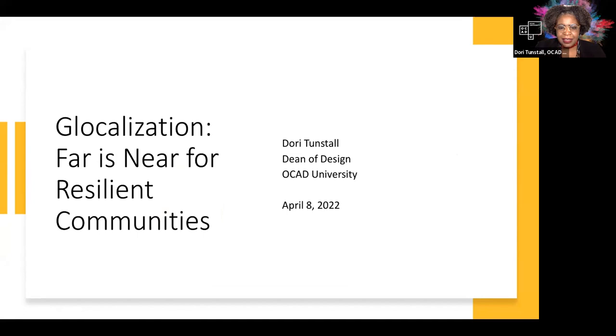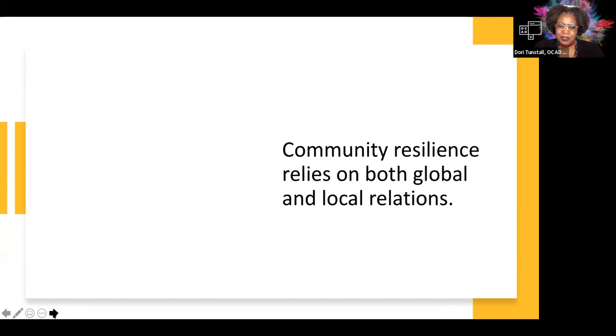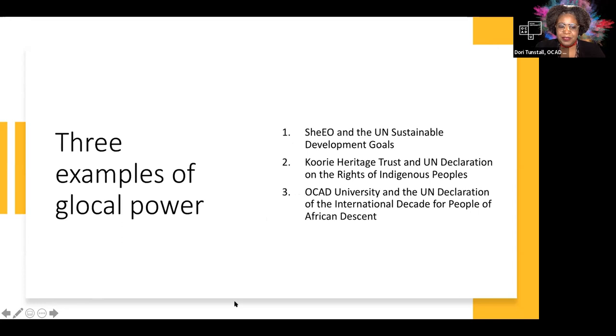And I'm going to talk specifically about how community resilience relies on both global and local relations, and particularly focus on three examples of local power. The first is a community called CEO and their relationship to the UN Sustainable Development Goals. Next, I'll talk about the Koori Heritage Trust and kind of branching out to other international or global institutional structures, the UN Declaration on the Rights of Indigenous People.